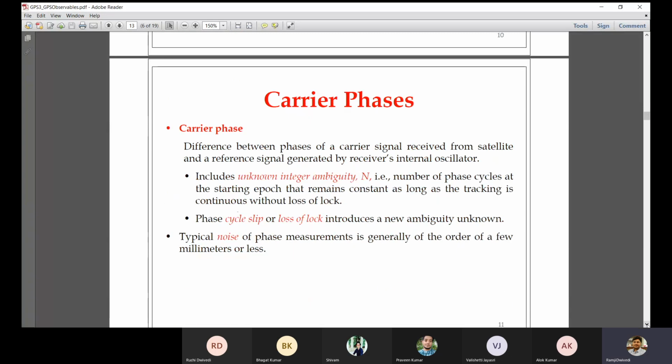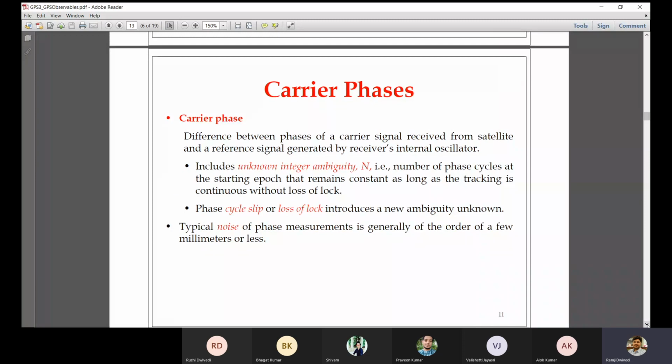Carrier phases. The carrier phase is nothing but the difference between phases of a carrier signal received from satellite and a reference signal generated by receiver internal oscillator. So you just need to understand that carrier signal which is received from satellite and a reference signal generated by receiver's internal oscillator, we just have to work with this phase difference.